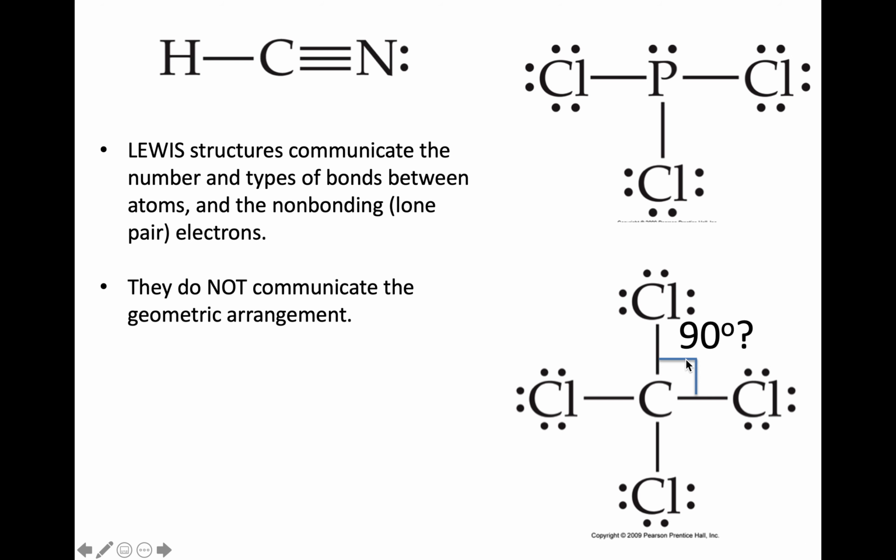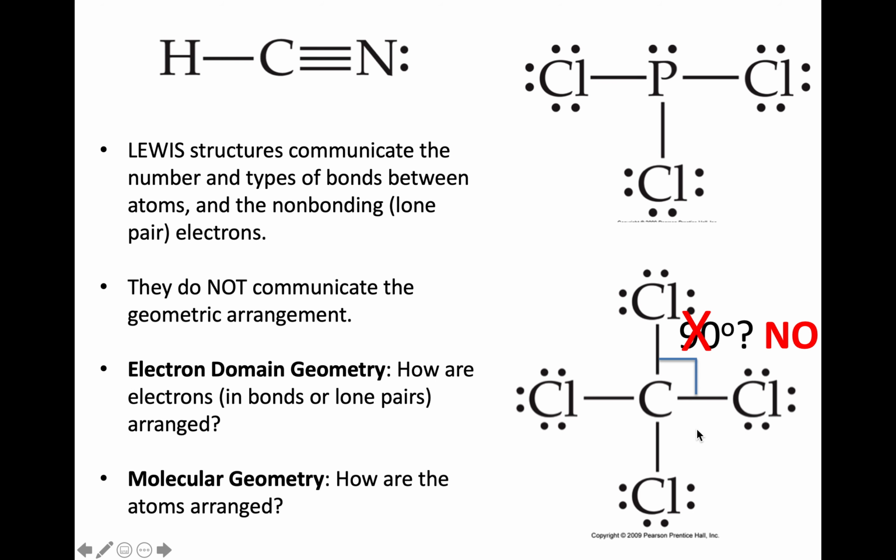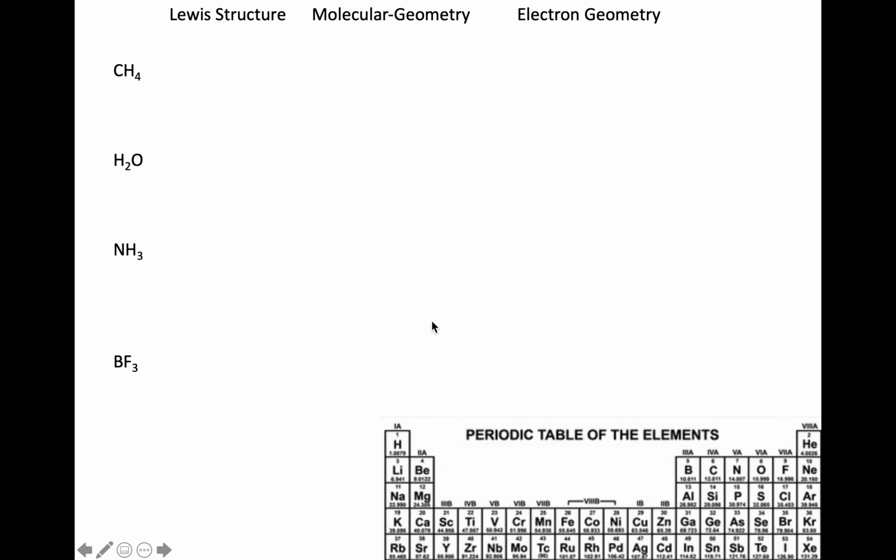This molecule here might be drawn as if that angle is 90 degrees, but it's not. We need a different way to determine the geometry. And when we consider the geometry, there are two different features. The electron domain geometry describes where the electrons are found, whether they're in bonds or in lone pairs. The molecular geometry is only looking at the atoms. We want to be able to determine both.